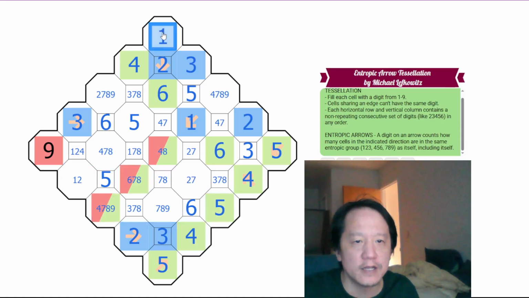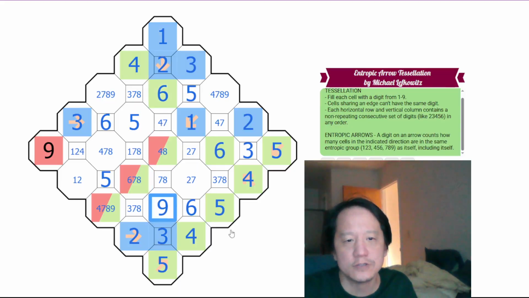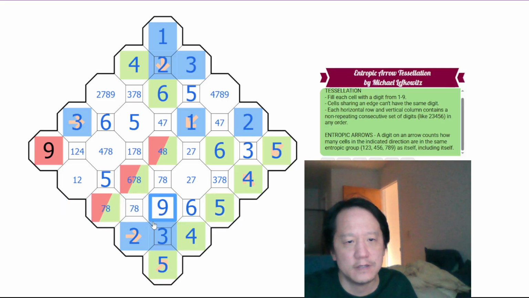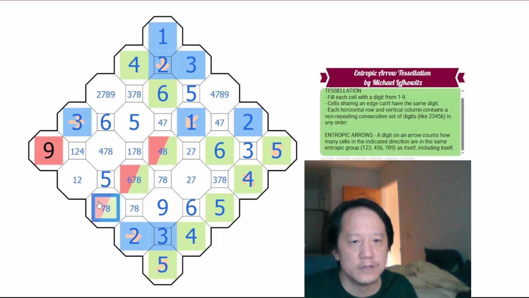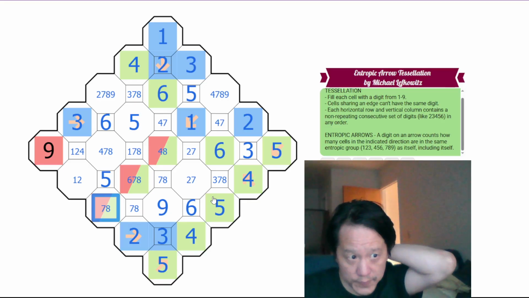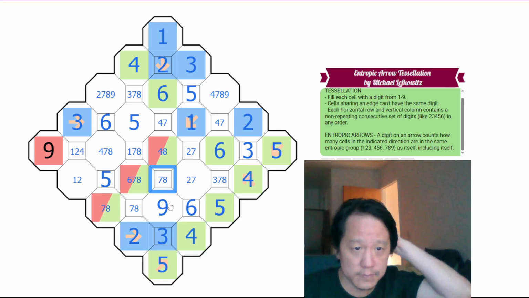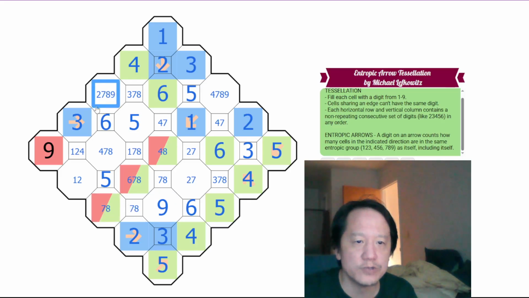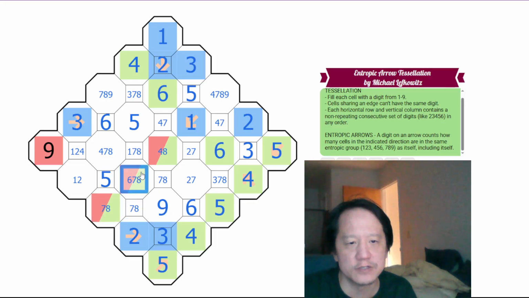Where is the 9 in column 5? Can't be any of these digits. It has to be here. So that's 9, which makes this 5, 6, 7, 8, 9. So it's 7 or 8 here. This is 7 or 8 here. We cannot have a 2 here because we don't have access to a 3. So we have 7, 8 as a pair here, which means this can't be 7 or 8 because it shares an edge with both of them. So this must be 6.